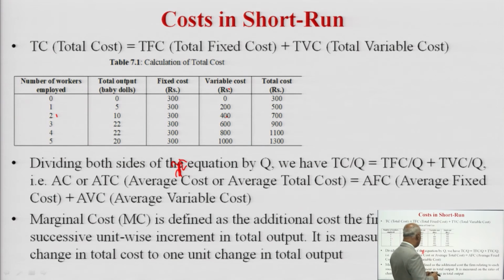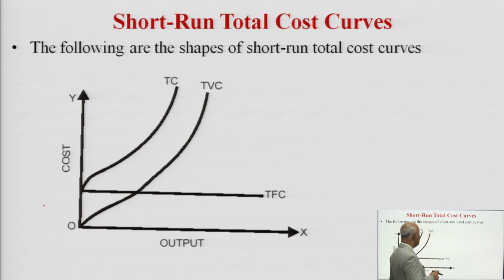Okay. So, in that case you will be finding these cost concepts: total cost, then total fixed cost, then total variable cost, then your average fixed cost, average variable cost and the marginal cost. Now, let us plot this in a graph.